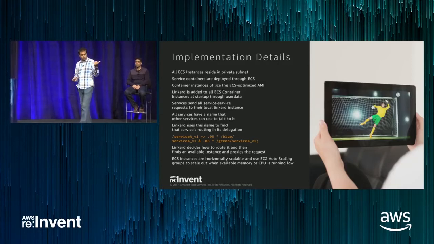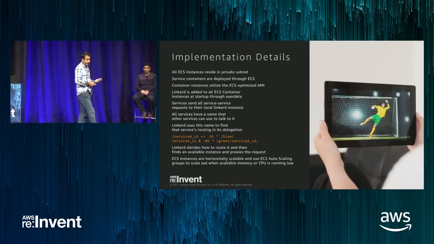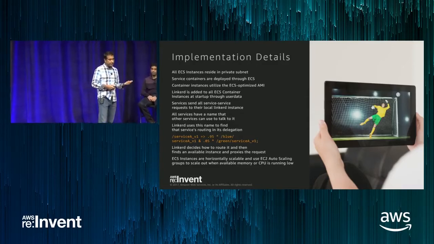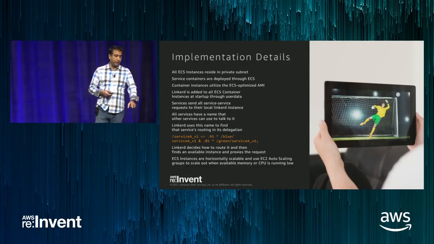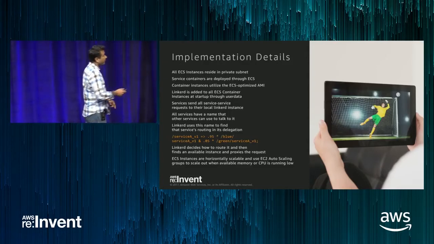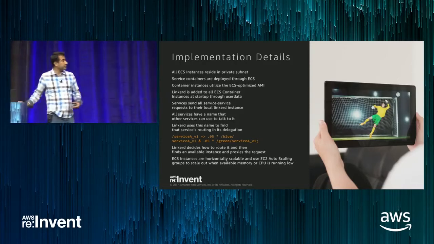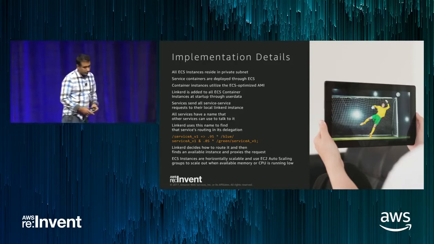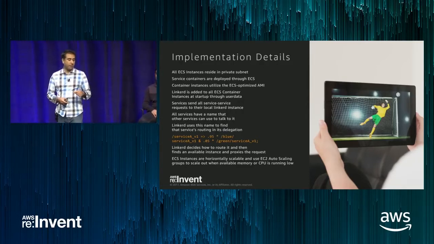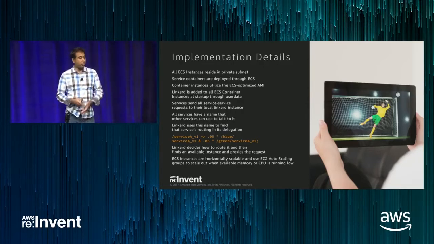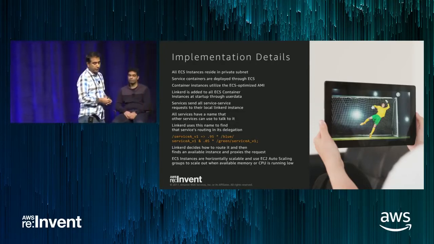Servers send all service-to-service requests to their local Linkerd instance. All services have a name that other services can use to talk to it. And then it uses that name to find the service's routing in its delegation. So if you look at that delegation, and well, it's in yellow, orange, I don't know what color it is, you'll see that we have service A underscore version 1, right? So we could have version 2, version 3. That's the name of the service.